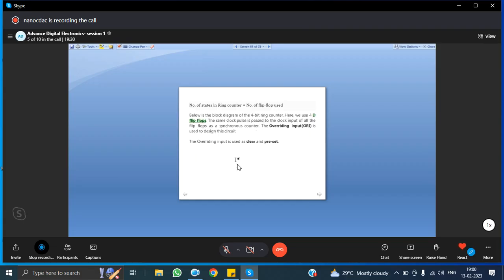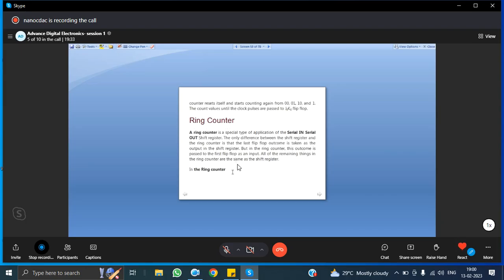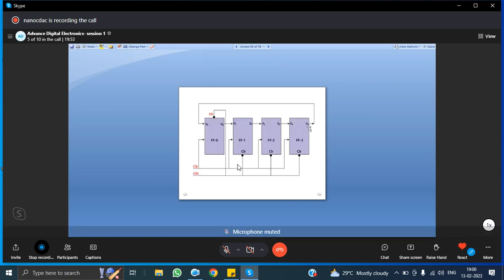Now, a ring counter. What will it do? A ring counter is like a shift register, but the only difference is that whatever output is there is fed back. The output is passed to the first flip flop. You can see here, normally for a shift register, the output comes from here, and in each and every cycle you get the shifted outputs. Whatever the output is there, you are feeding it back to the first flip flop. That is what is called a ring counter.